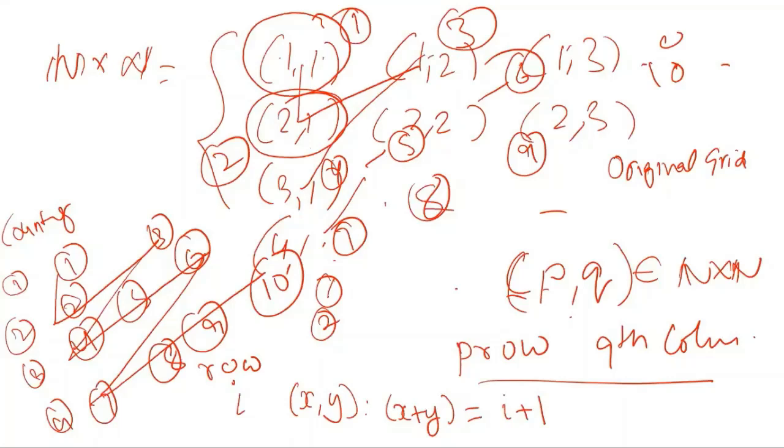So now if someone gives you (P, Q), you know that its sum is P plus Q, so it should be in the (P plus Q minus 1)th row of the counting grid.